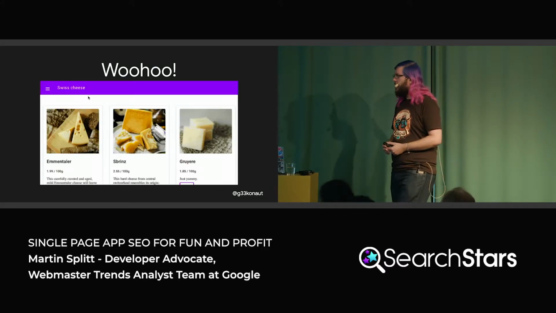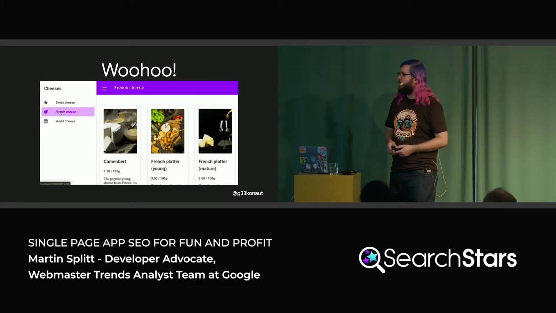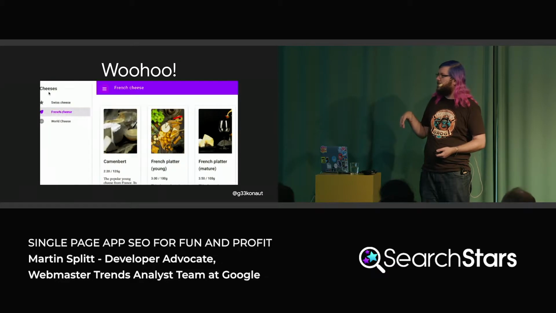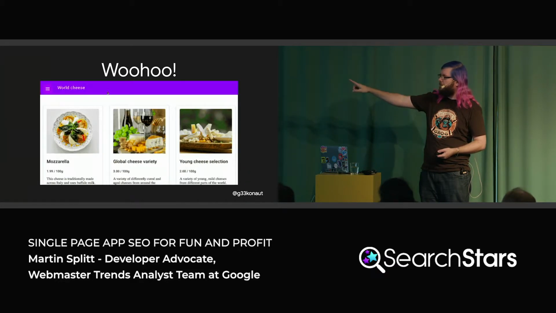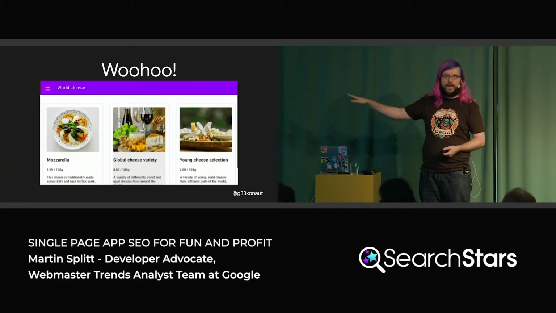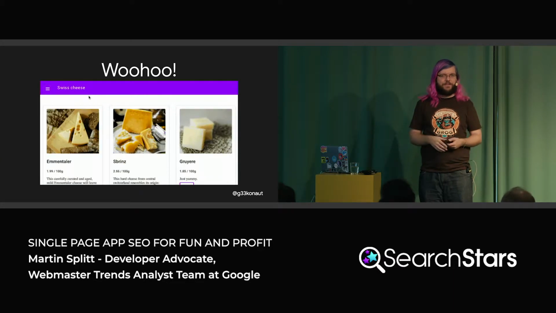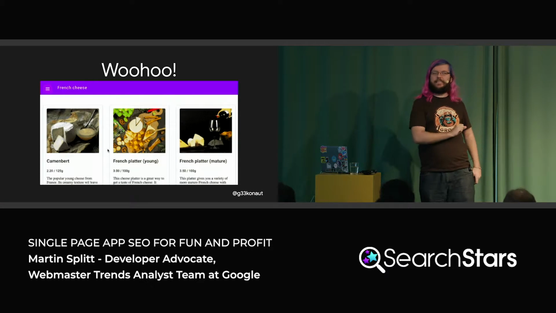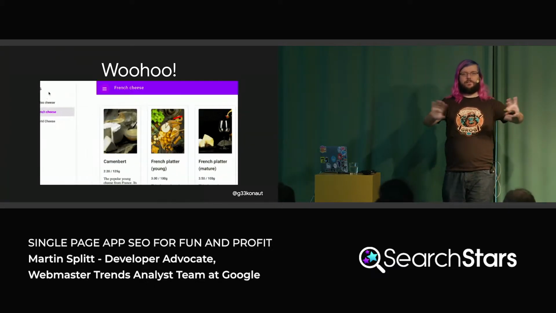Okay. Now we have our application together. I can click on different kinds of categories, and as you can see, the categories change and the cheeses in the categories change. Different images, different text. Great. My application is now done. As a developer, I'm like, boss, I did it. All the tickets are closed. We have our single page application.